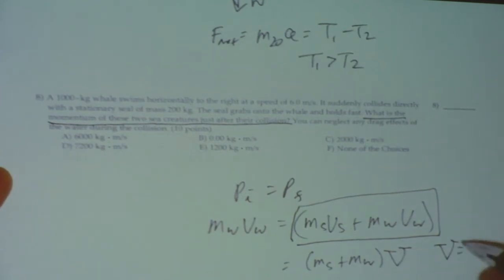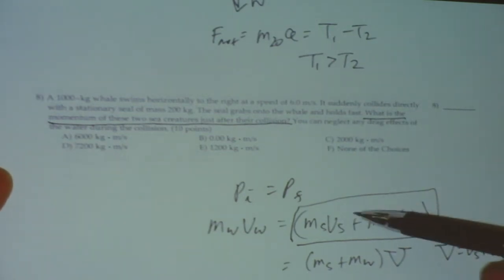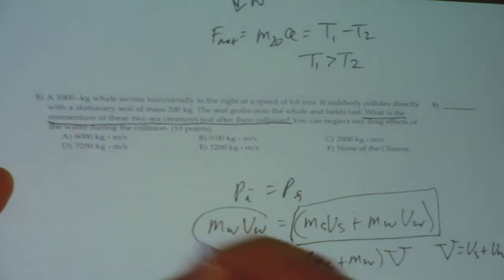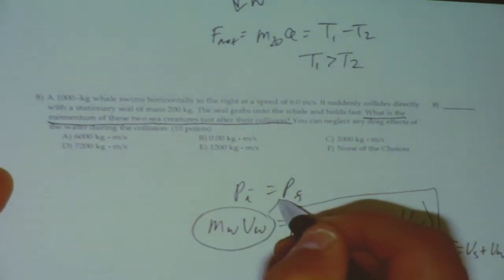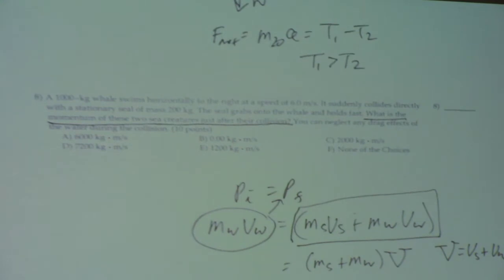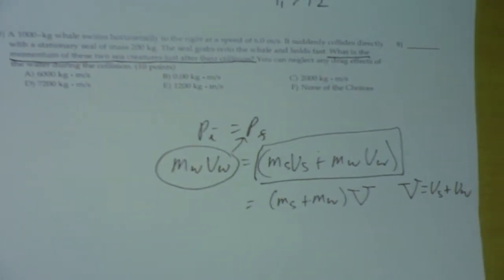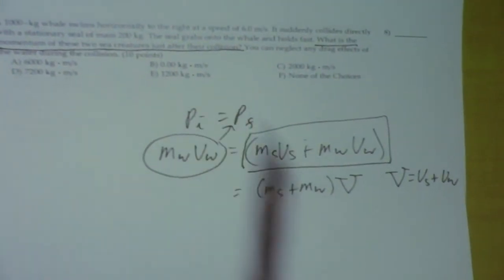And the common velocity is seal plus whale. So this is way more than you actually need to do. We just want the final momentum. If you could figure out the initial momentum, that's equal to the final momentum, so you don't have to figure out how fast they're going afterwards or anything like that. Just, what was the initial momentum? What was the final momentum? Well, it's the same as the initial momentum.